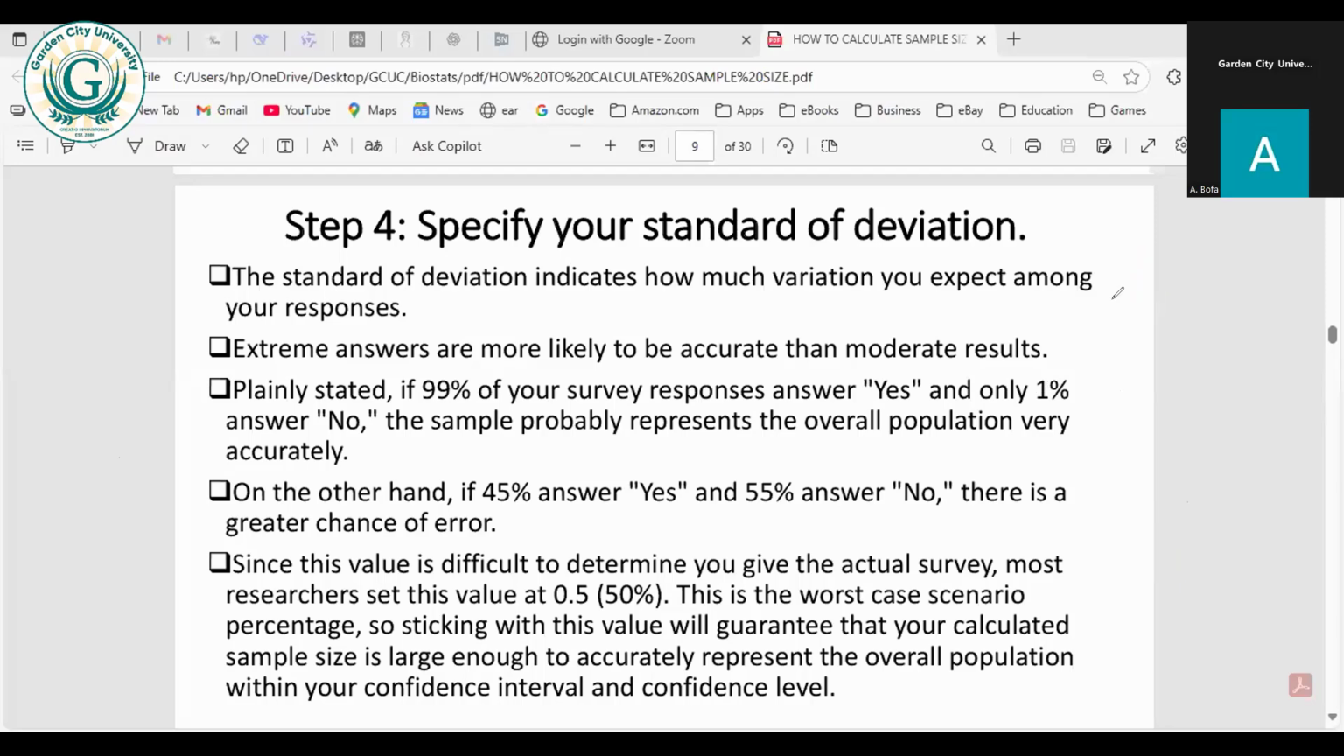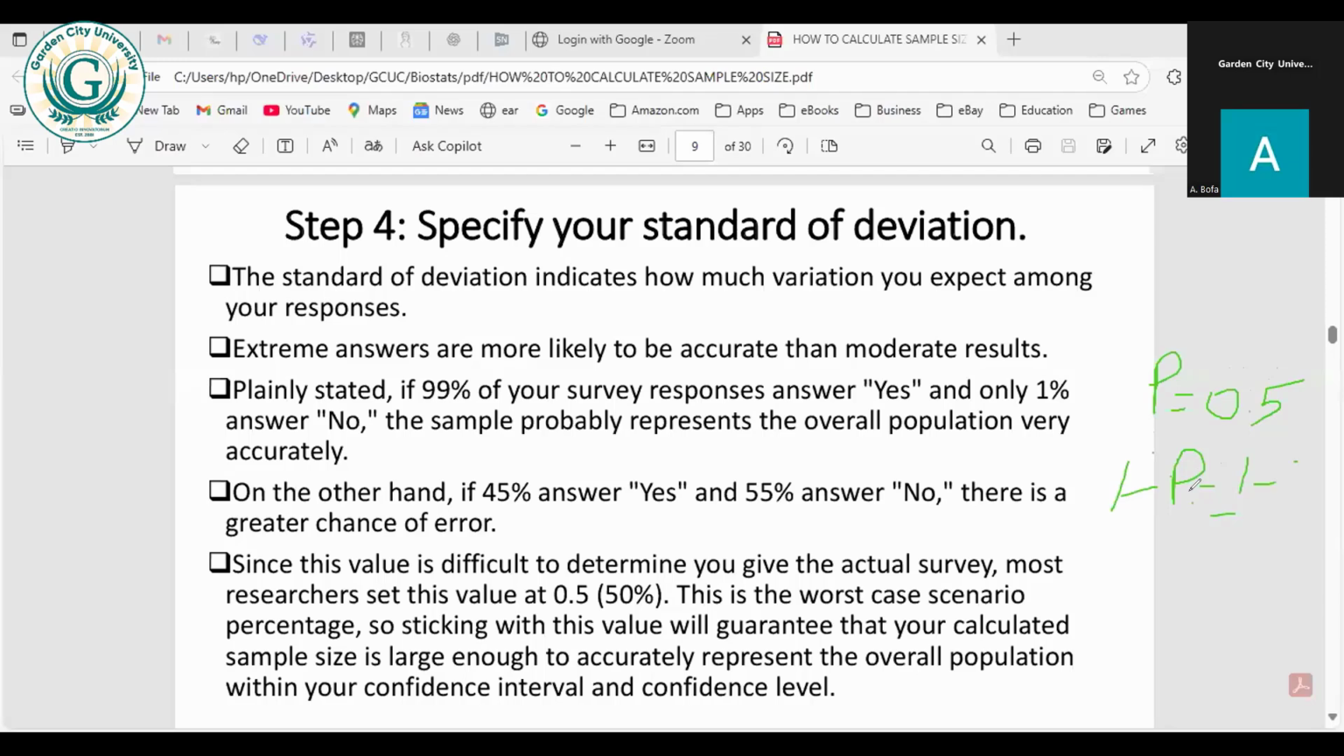But in research, it's not easy to identify this standard of deviation. So in most cases, what we do is we just split it. You say that 50% are interested in biostatistics, so P would be 0.5, and 50% are not interested. That means 1 minus P is equal to 1 minus 0.5, and that will give us 0.5.